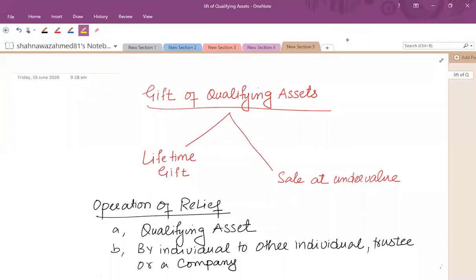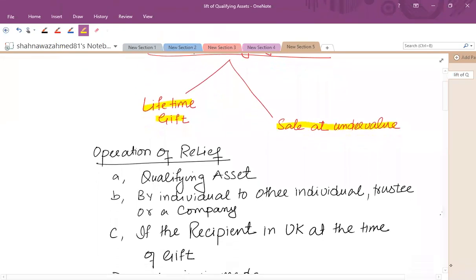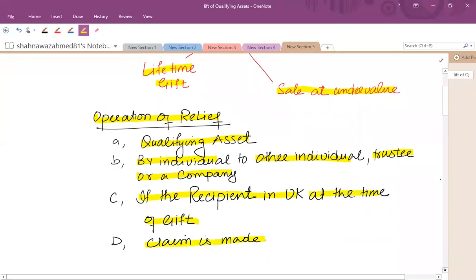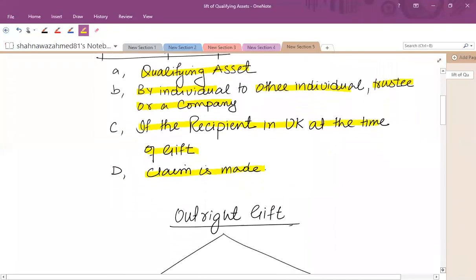Another type of relief is called gift relief or holdover relief. For gift relief, there are two situations. One is the outright lifetime gift, and the other is a sale at undervalue, which constitutes an element of gift. In order to get this, the asset must be a qualifying asset. It is to be gifted by an individual to another individual, trustee or a company, and the recipient must be in the UK at the time of gift, and a claim is to be made. The claim is not automatic.